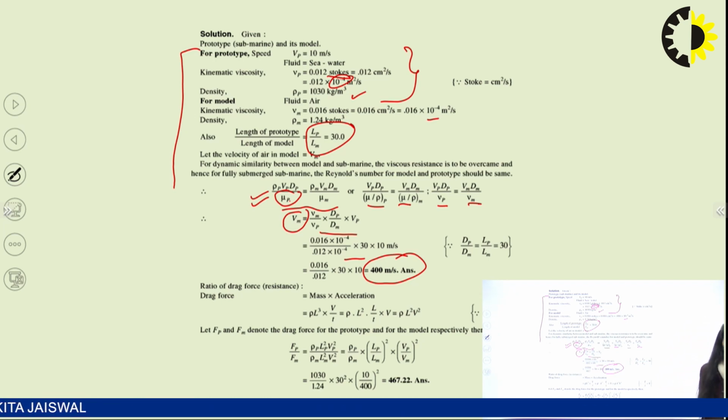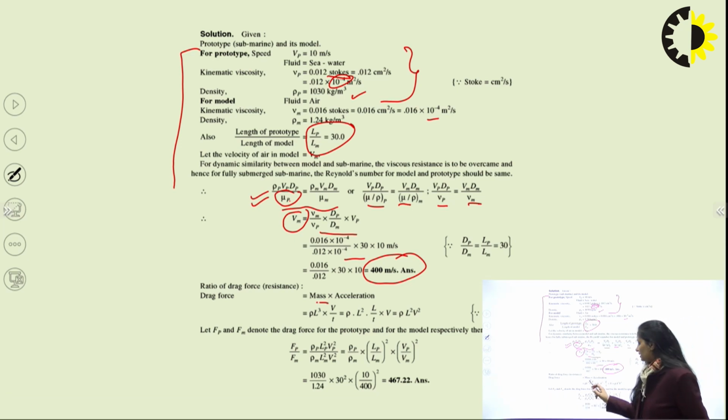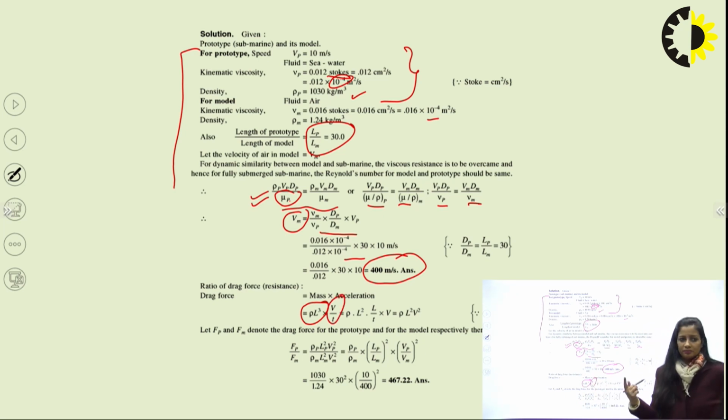So drag force is simply mass multiplied by acceleration. What is mass here? Rho L cube, and acceleration will be equal to velocity divided by time. The simple equation, just put it, solve it. What you will be getting is the drag force must be equal to rho L square V square. Okay. Now just take the ratio of drag force in prototype and drag force in model.